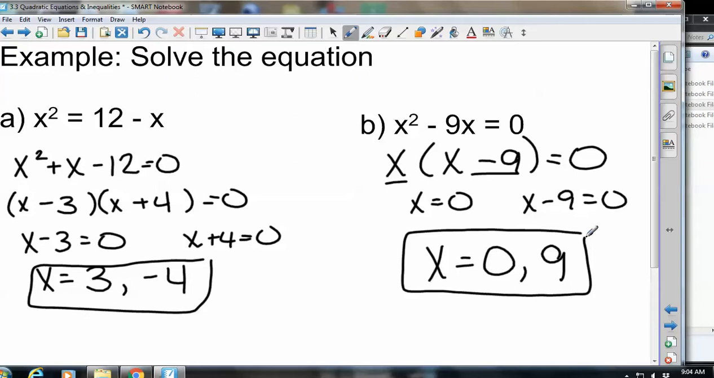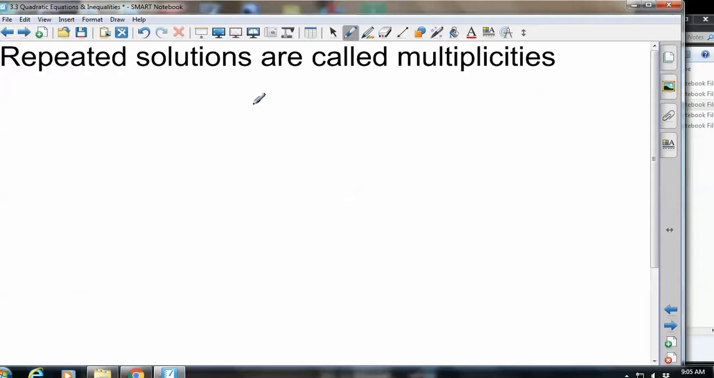It is possible to get the same answer twice. When you have a repeated solution, that is called a multiplicity. So we will be seeing that term starting in this section and moving on through the whole next chapter. It'll come up. So a multiplicity is just a repeated solution. So it would be like when you solved it and you got 3 for both of your answers for x.